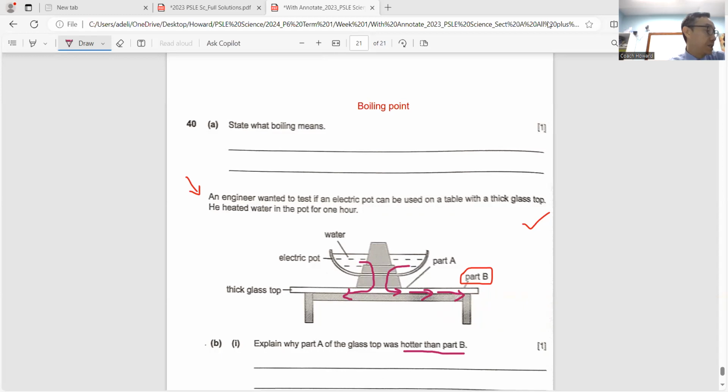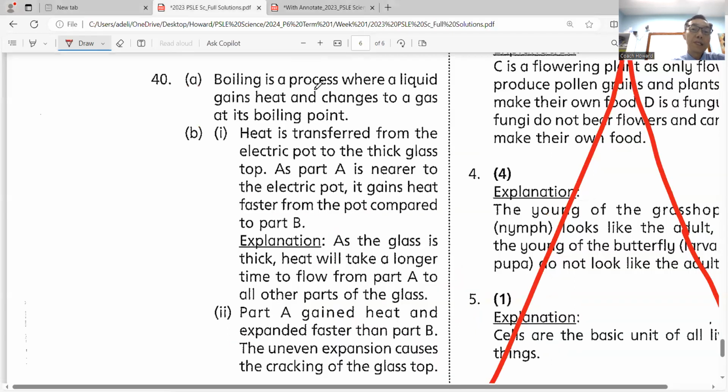Okay, this is the final question in the 2023 PSLE science paper. So state what boiling means. Okay, boiling is actually taught in P5, and you need to state boiling is a process where a liquid gains heat and changes to a gas at its boiling point. So this part, the boiling point, is a key word here.